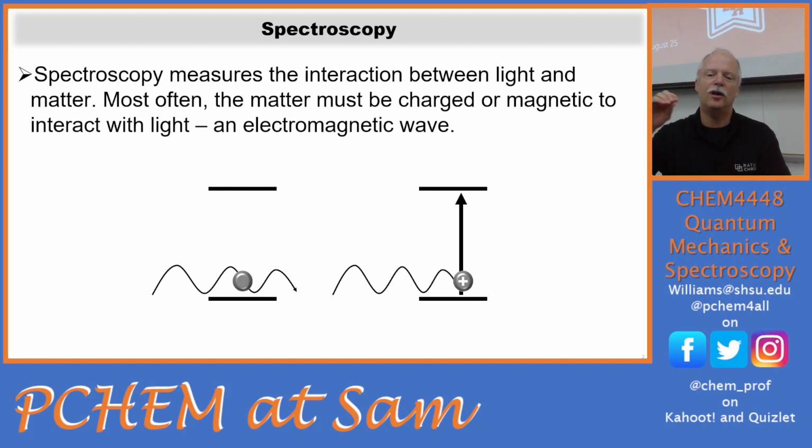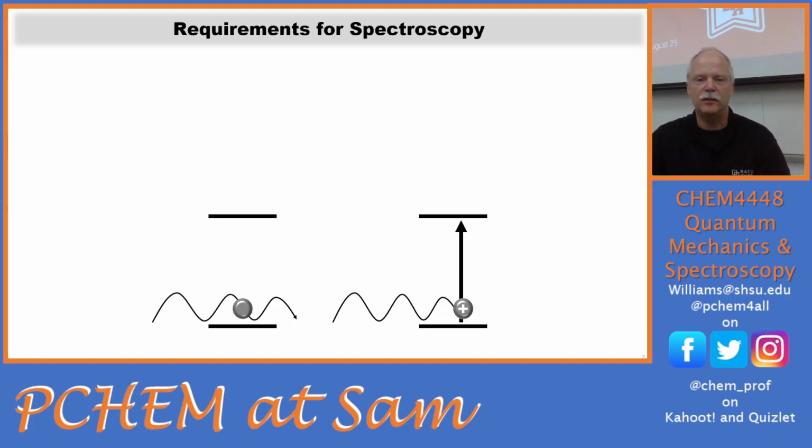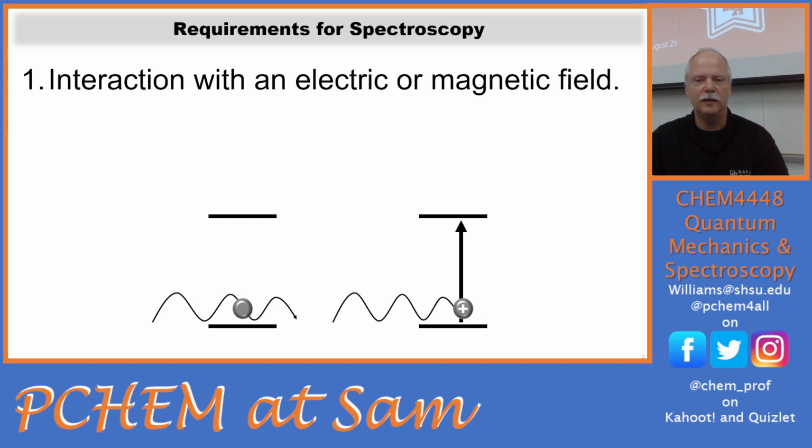But if we have a charged particle and light comes in and the energy of that light matches the energy level spacing, then we can have a high probability of absorption. So these are some of the requirements for spectroscopy. The particle, the matter, needs to interact with an electric or magnetic field.